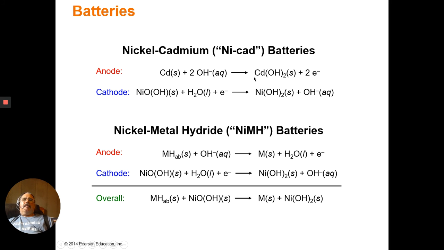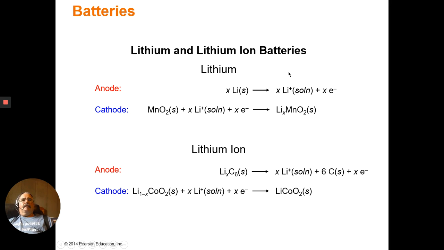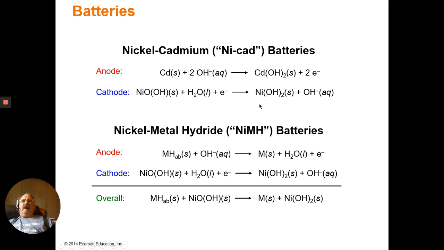Nickel cadmium or NiCad batteries are not used so much anymore. They had some disadvantages. You could only recharge them about 50 to 60 times, and then they would just fail after that. The other disadvantage is that cadmium is an extremely toxic metal. These have been largely replaced with nickel metal hydride batteries. These are the 2 half reactions that occur at the anode and the cathode.